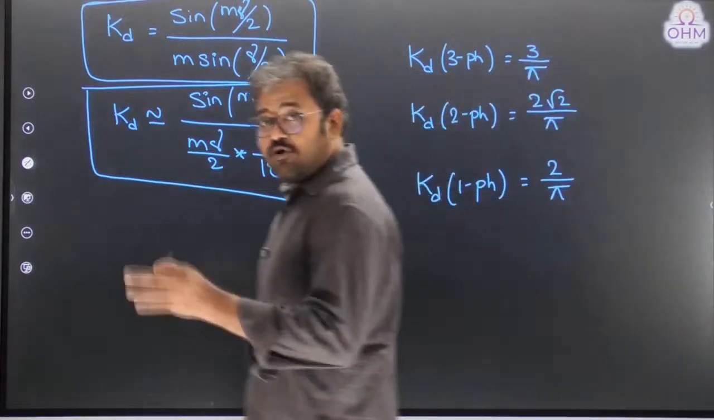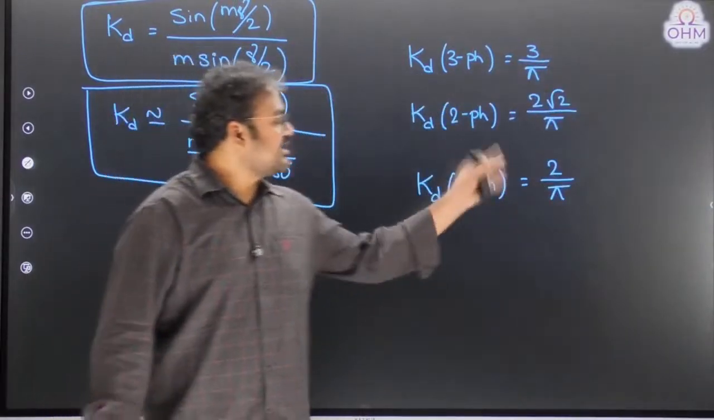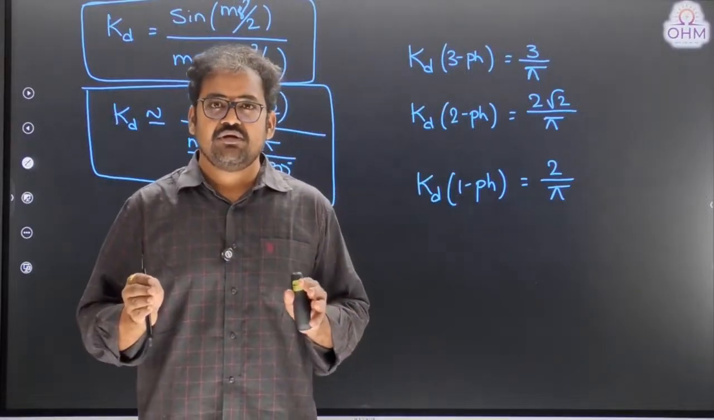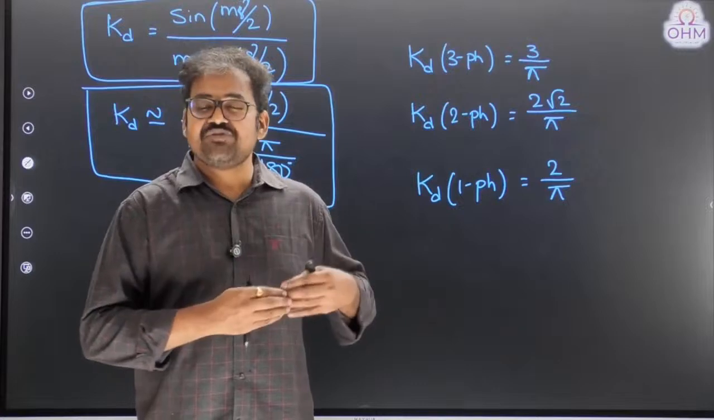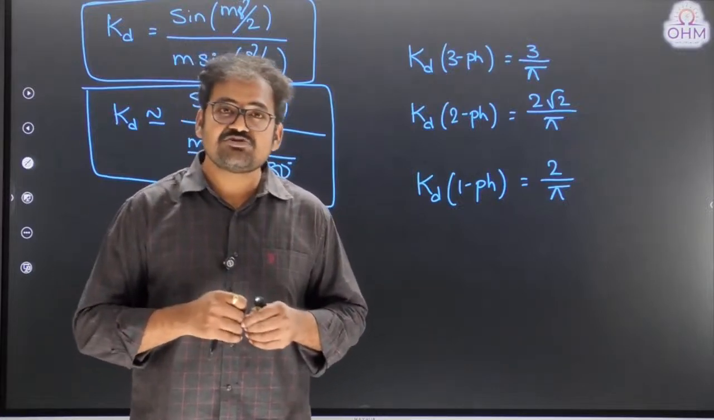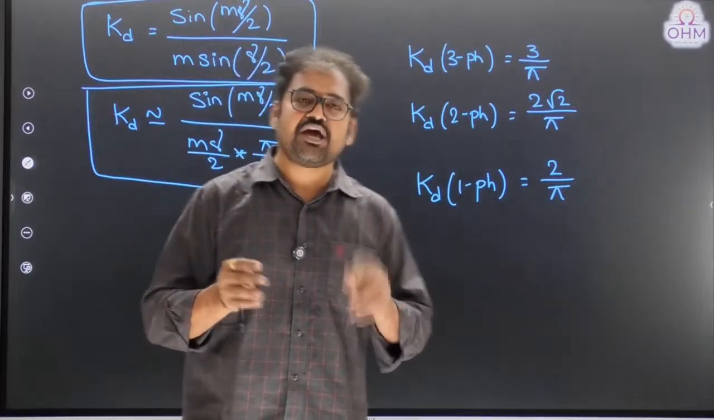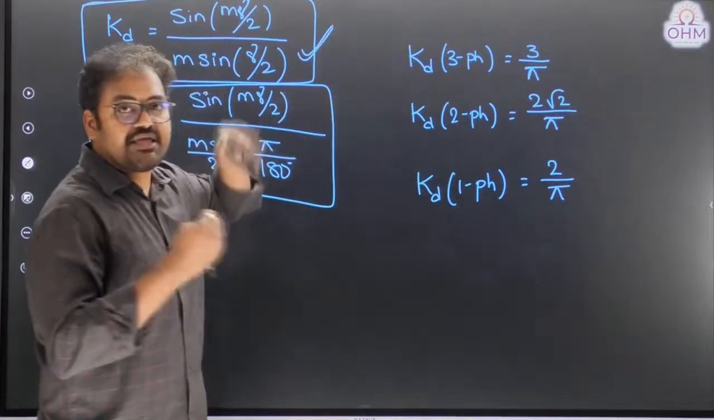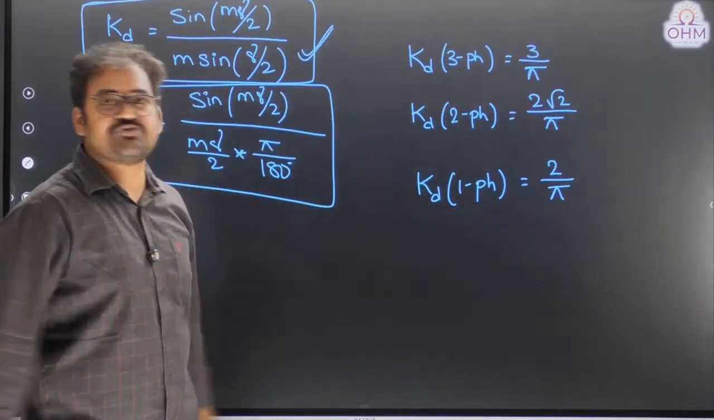These are the approximate distribution factors. You can directly use them, especially when the question is multiple choice type. You can choose these approximate distribution factors and pick the nearest answer. But if the question is a numerical answer type, you have to use the original distribution factor formula and calculate the accurate value of distribution factor.